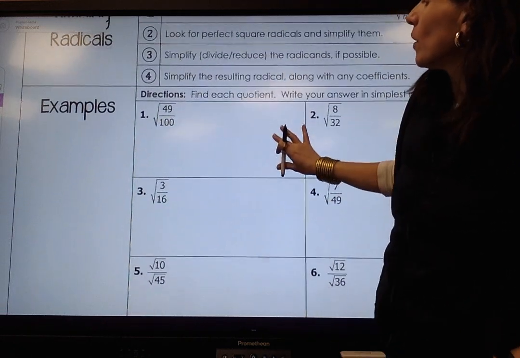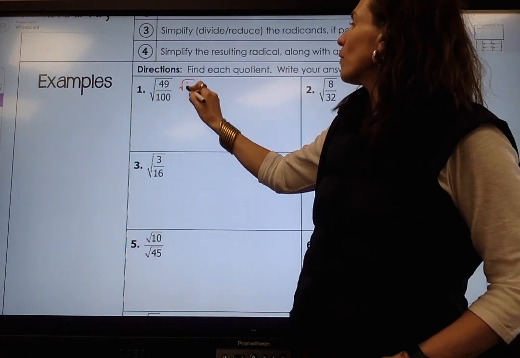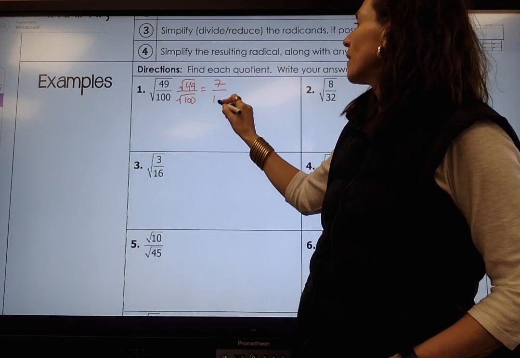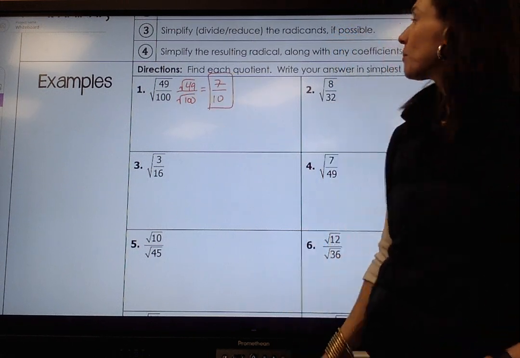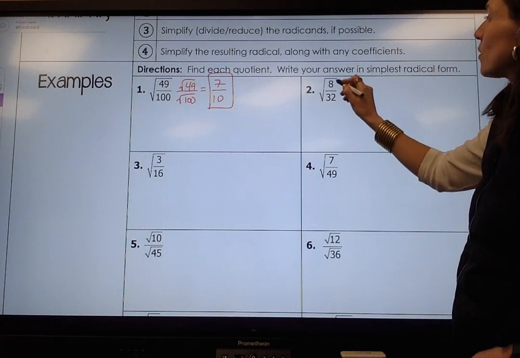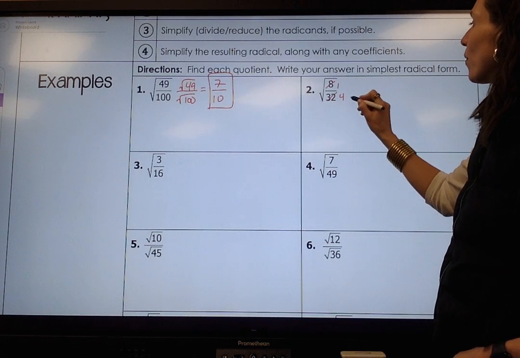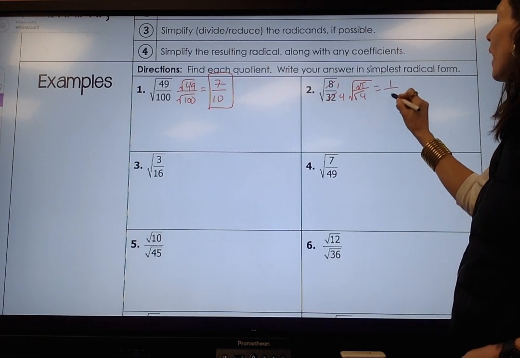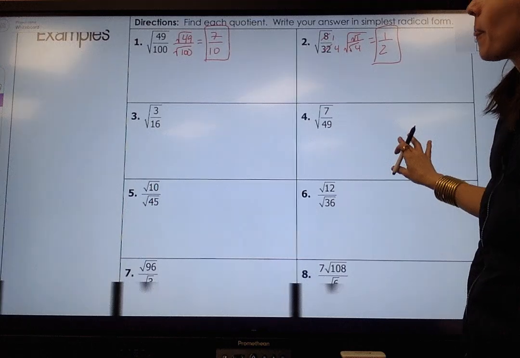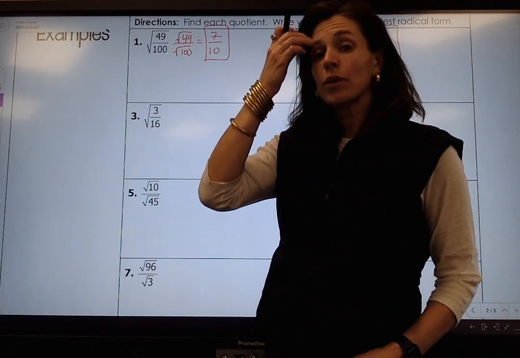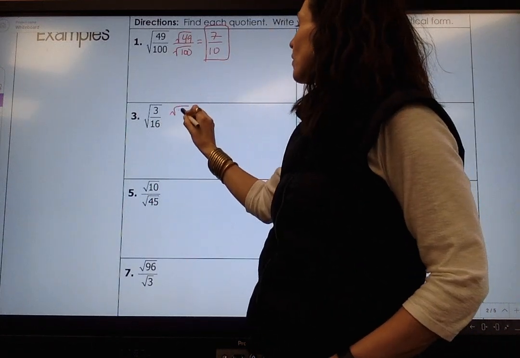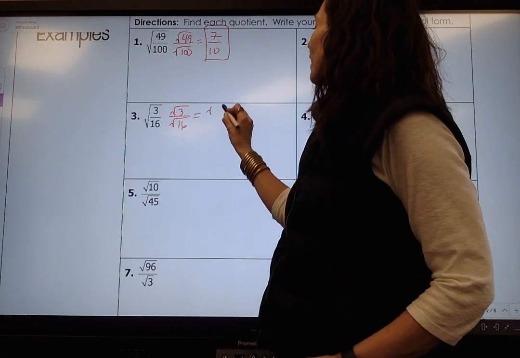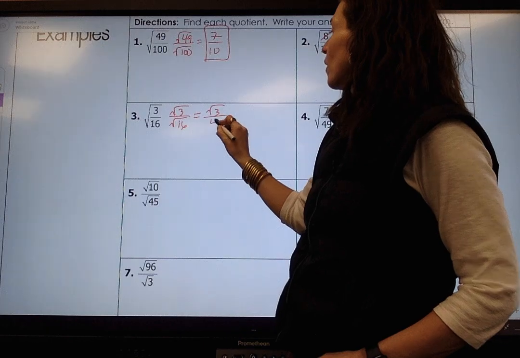So if you look at number 1, I can take the square root of 49 and I can take the square root of 100, so it becomes 7 over 10. And that's my final answer. Here, I can reduce this fraction to 1/4, and when I take the square root of 1 over the square root of 4, I get 1/2, and that's my answer there. I cannot reduce 3 over 16, so I'm going to take the square root of 3 and the square root of 16. That's still my rule. And here, I can't simplify it, so I have the square root of 3 over 4.